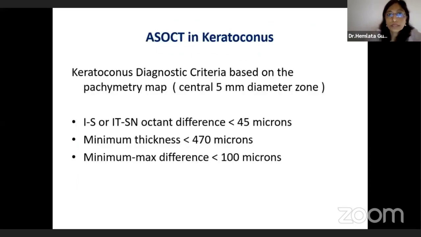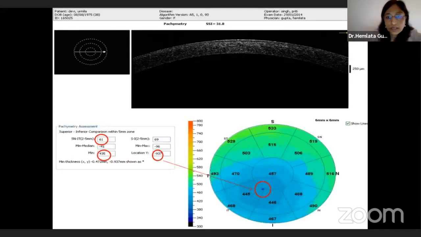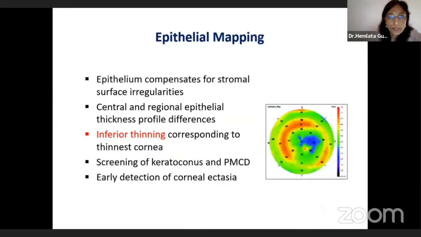Keratoconus can be diagnosed on ASOCT based upon three or four criteria in the central pachymetry map. This is how a patient of keratoconus looks on anterior segment OCT, where you see thinning of the cornea and altered superior, inferior, temporal ratio. It also gives us progression maps if you want to monitor the progression of the disease.